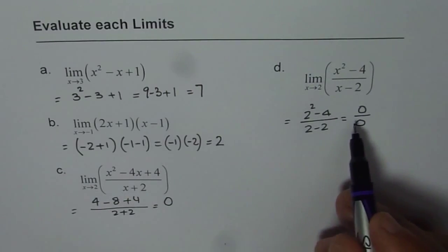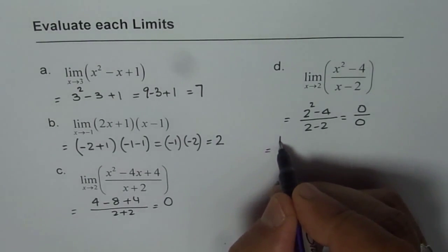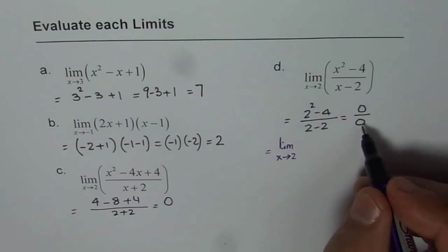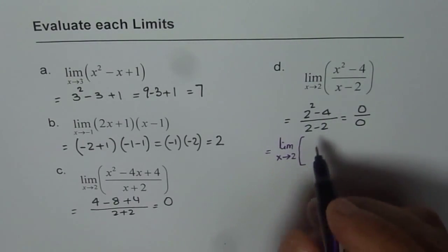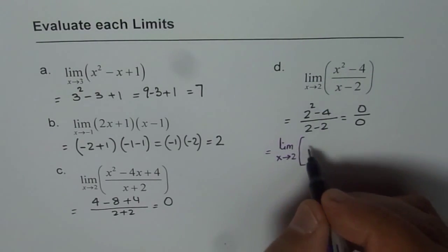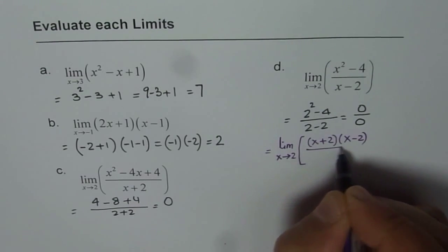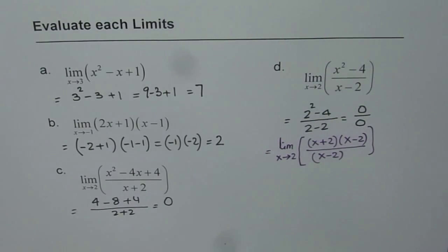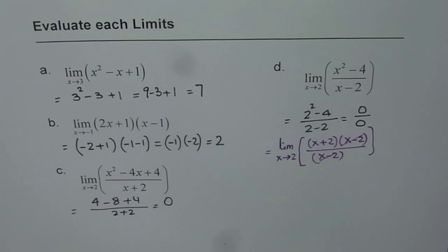So in this case, the technique is to factorize. Let us factorize and then find the limit of this function. This is how you should be solving this particular question. Once you get 0 over 0, we know it is indeterminate. So the way is, we need to factor. x squared minus 4 is x plus 2 times x minus 2, divided by x minus 2. As you can see, we do have a common factor in the numerator and denominator that cancels off, right?